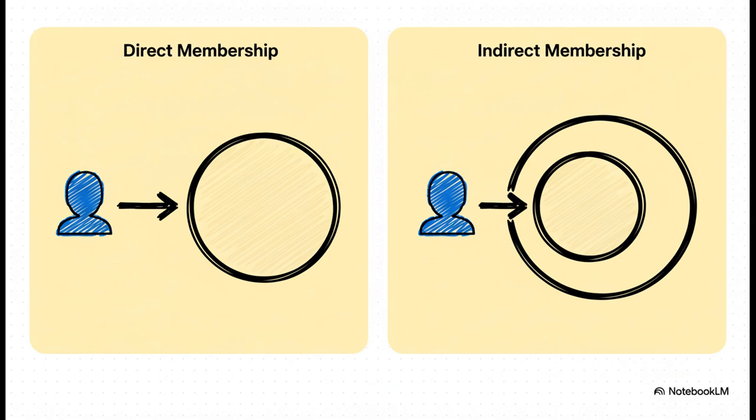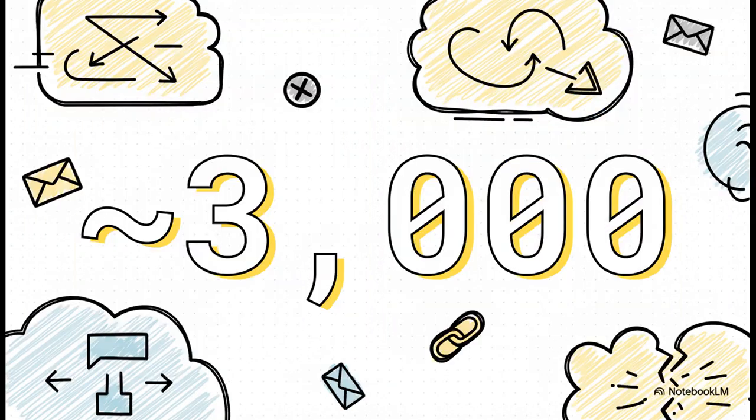An indirect one is when a group you're already in, let's say the marketing team, gets added as a member to another group, like all company announcements. You automatically become an indirect member of that bigger group. And here is why that difference is so important. Any single person can be a direct member of about 3,000 groups.